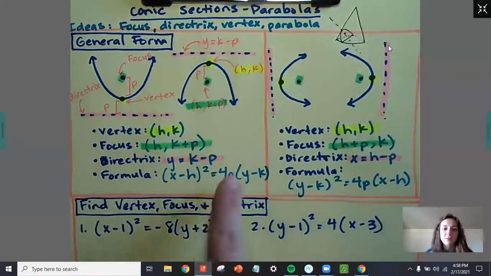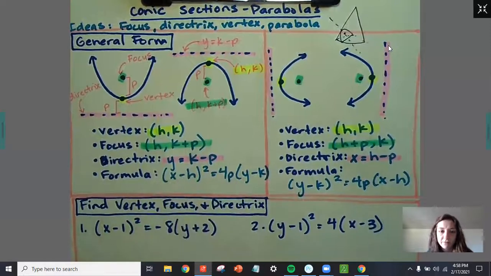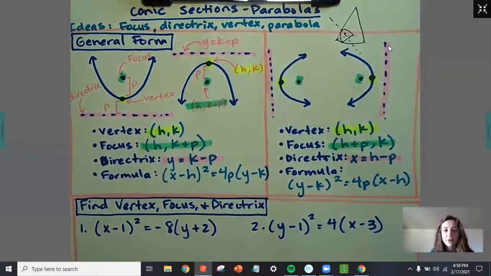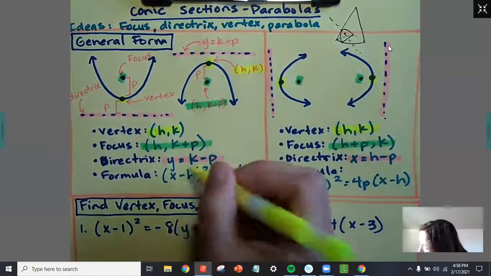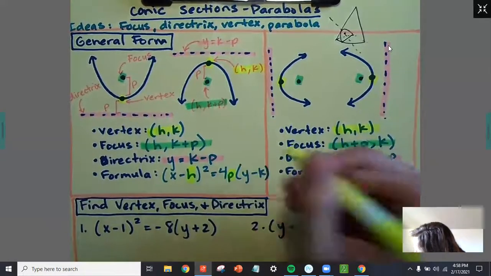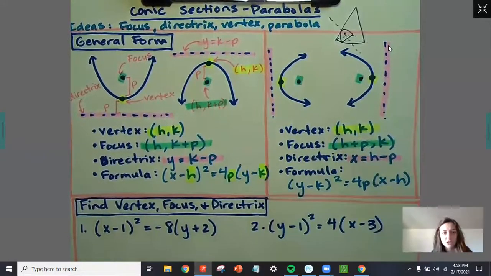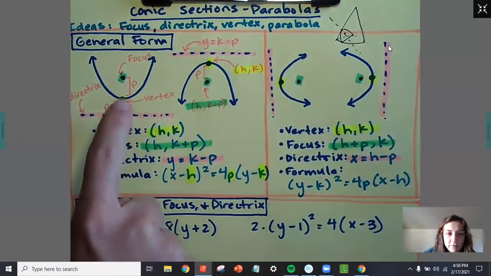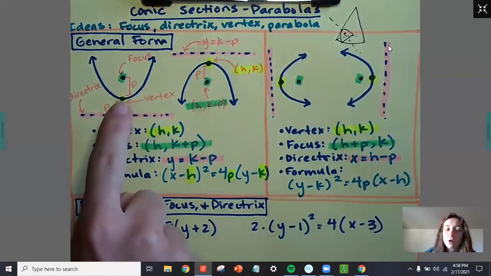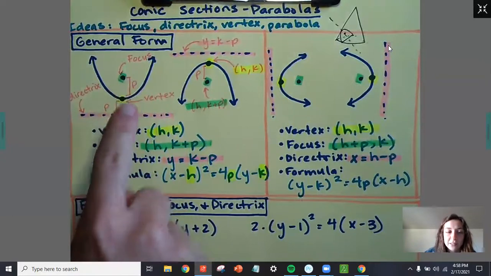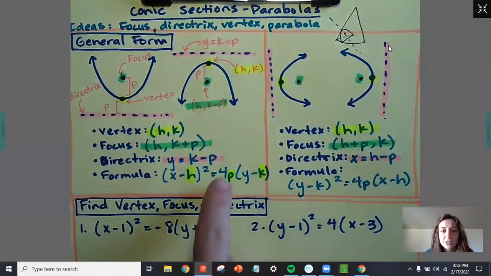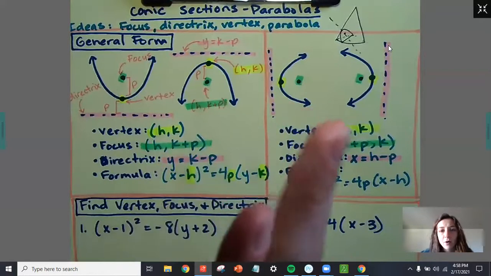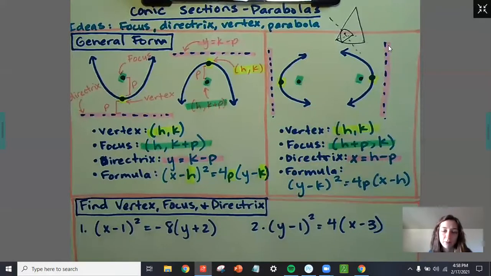Okay, and then the last thing is the formula, and you can just see that you're plugging in values here. The only values that you're going to be plugging in are h, p, and k. And by the way, I guess we should talk about what p is. p is the distance from the vertex to the directrix, or the distance from the vertex to the focus. It's just that distance right there, and it just tells you how wide or how narrow your parabola is going to be. So anyway, that is all that I have about the general form.